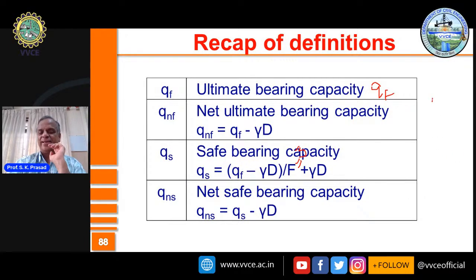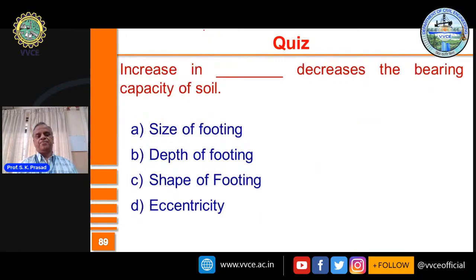So it is definitely in decreasing order. qf is maximum, and the value of bearing capacity decreases. For ultimate bearing capacity qf, the value is maximum. Net ultimate bearing capacity will be just less than that by a term equal to gamma D. And safe bearing capacity is approximately F times smaller than ultimate bearing capacity. If F is equal to 3, factor of safety is 3, it is approximately 3 times smaller. And net safe bearing capacity is the lowest. You should know that. Let us move forward.